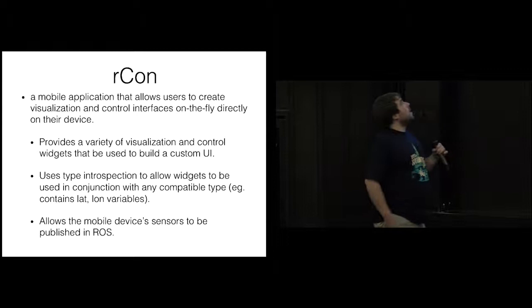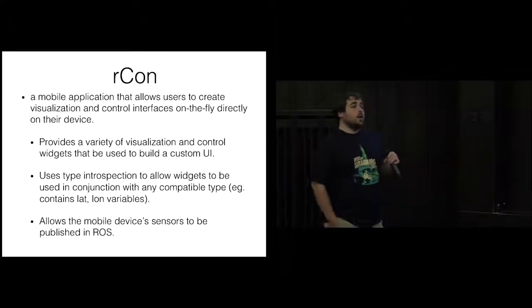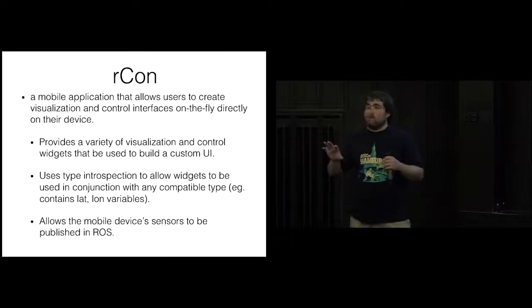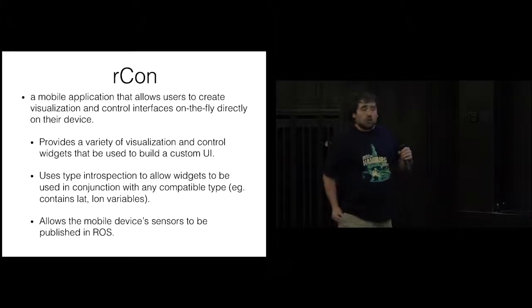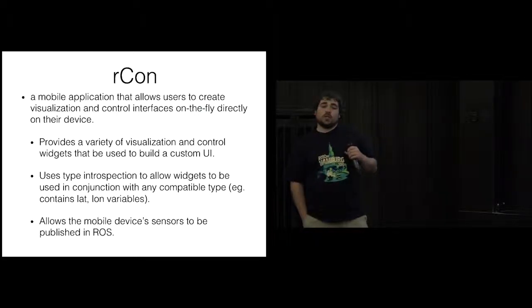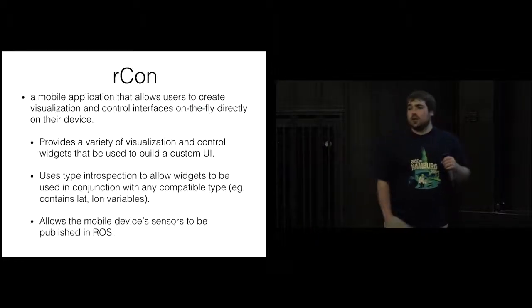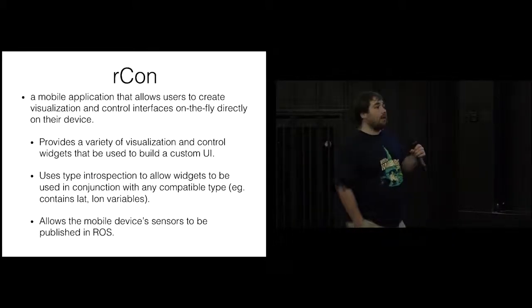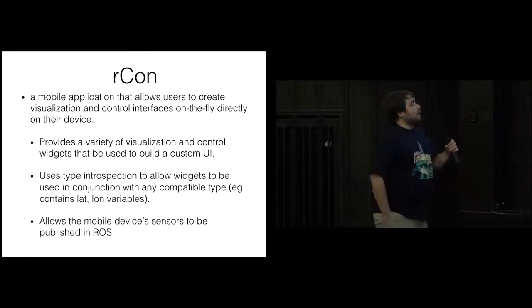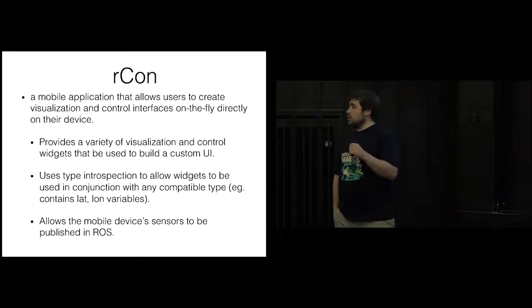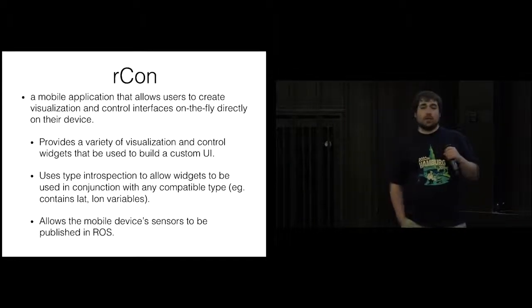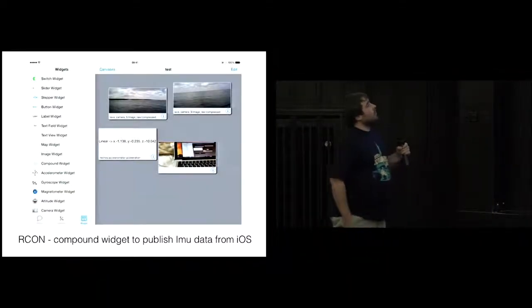The next part of this is ROSCon, which basically allows you to create interfaces to view camera data, view map data right on the device itself. It uses type introspection to allow you to use widgets with any compatible message type. So if you want to use a map widget, all you have to do is have any type that has a lat or long variable, and it can view that data. It also allows you to use the device's sensors and publish that to ROS, so you can publish your camera or accelerometer data right to ROS. Next slide, and there should be a video of this in action.